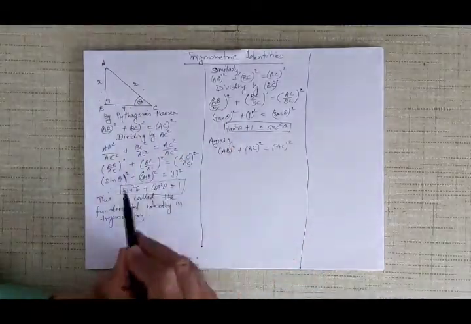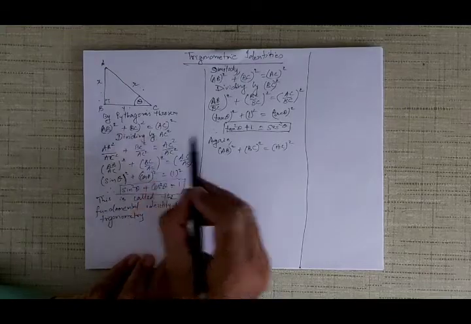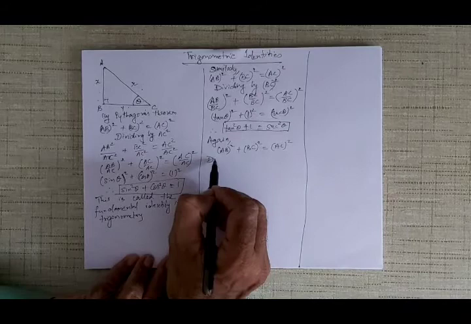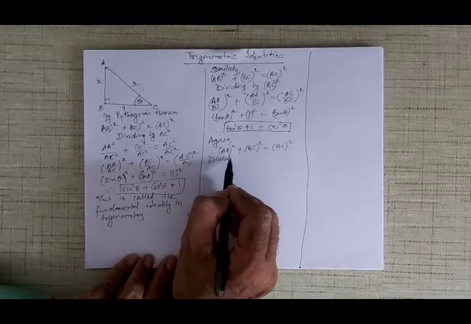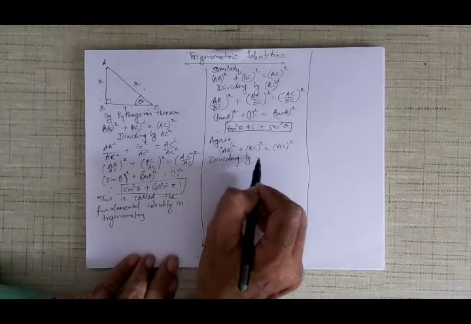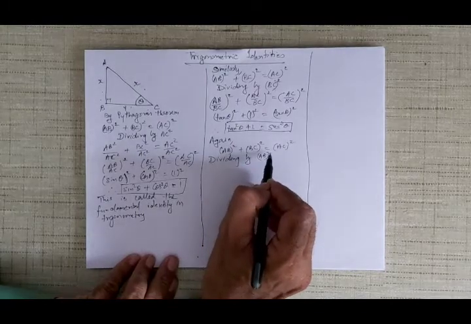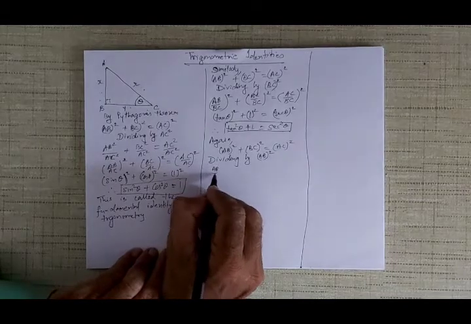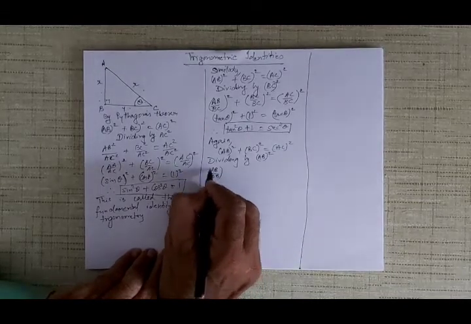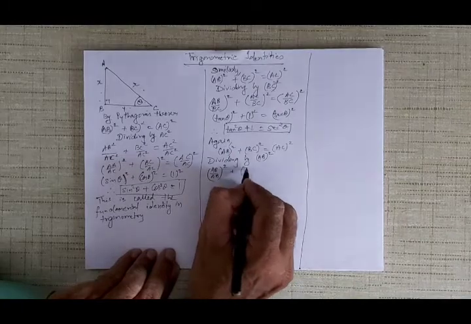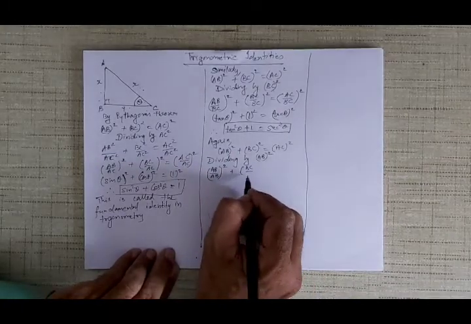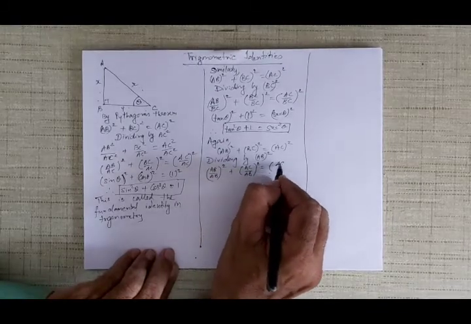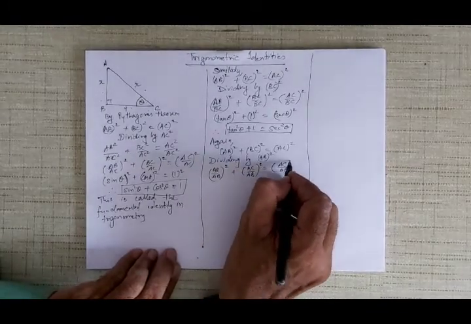Now here we are divided by what? We are divided by AC square. Here we are divided by BC square. Now I am going to divide by AB square. Dividing by AB square, I get AB upon AB whole square plus BC upon AB whole square is equal to AC upon AB whole square.